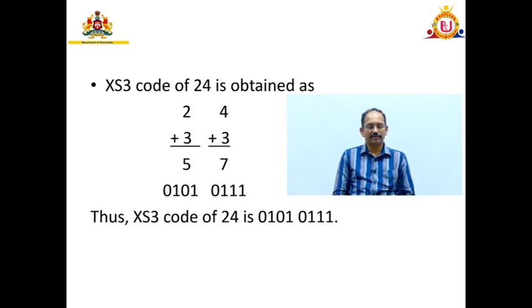That binary number is 0101 and 0111. So this is what we call the XS3 binary code. So 24 is represented using XS3 binary code as 0101 0111. Normally, as I told you, the XS3 binary code is used to overcome the shortfall in addition of two BCD numbers.